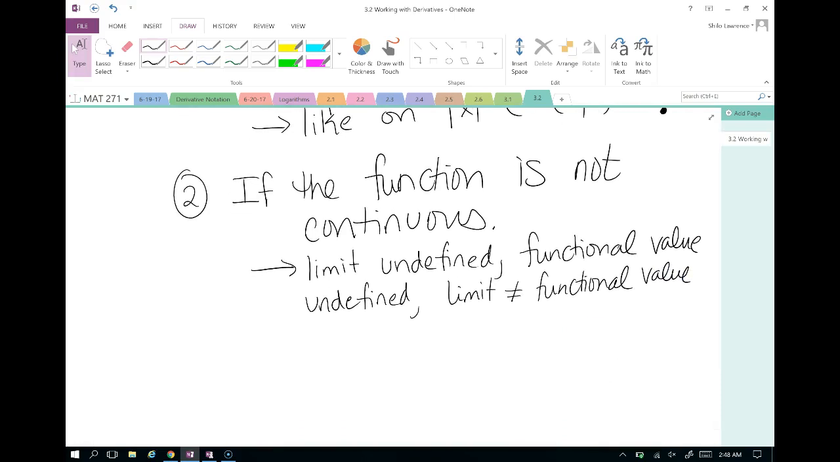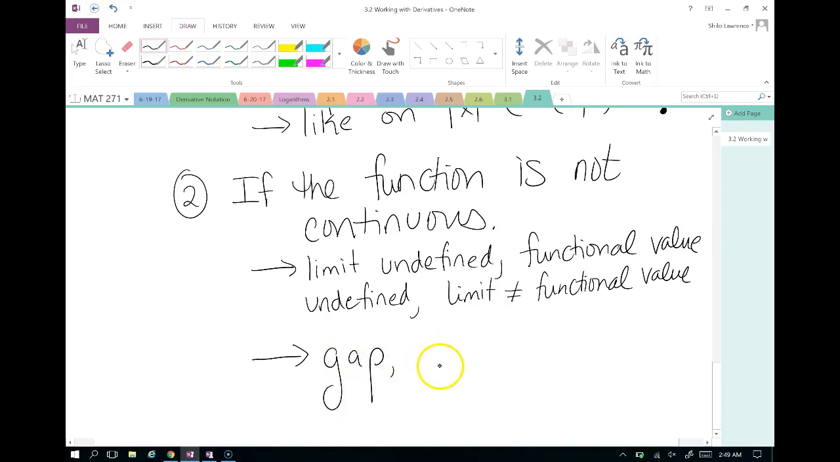And we had some little names for these. If our limit is undefined, that means we had a hole in the graph. If our functional value, nope, I'm sorry, I've got this backwards. Let me go back. If our limit is undefined, that means there's a gap in the graph, because that means our left-hand side and our right-hand side are not matching up. So there is a gap.